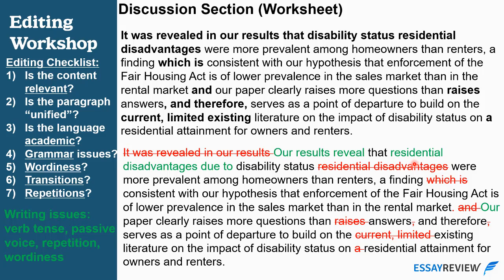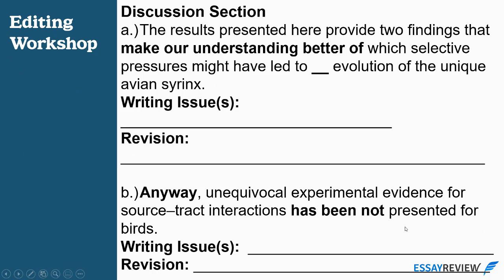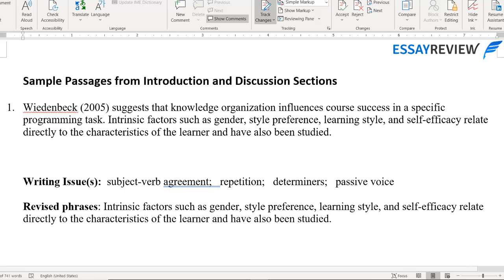Our results reveal that residential disadvantages due to disability status were more prevalent. Okay, delete "which is," and then period. Our paper clearly raises more questions than answers, and therefore, no commas. Yes, and delete these modifiers. Okay, you got most of it. So let's look at the next one. Let's look at number 1. It's a bit shorter.